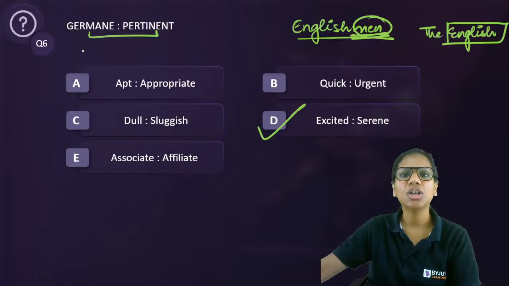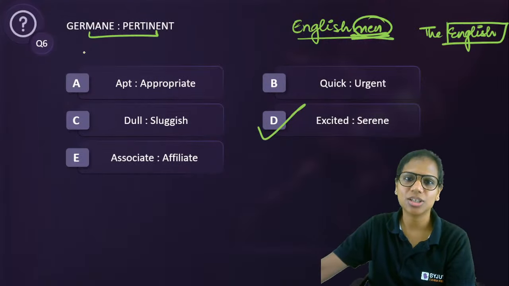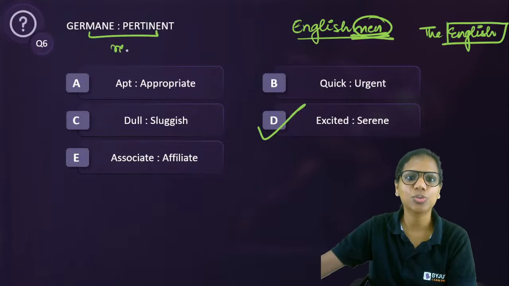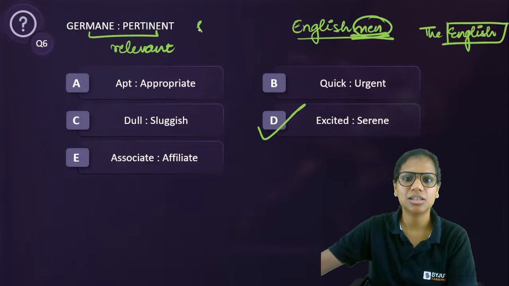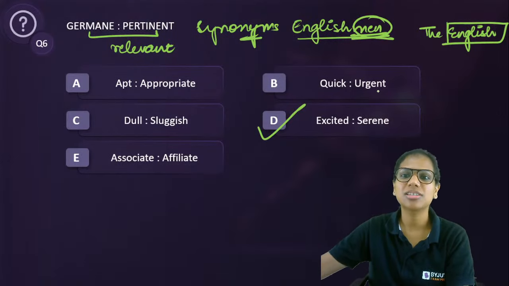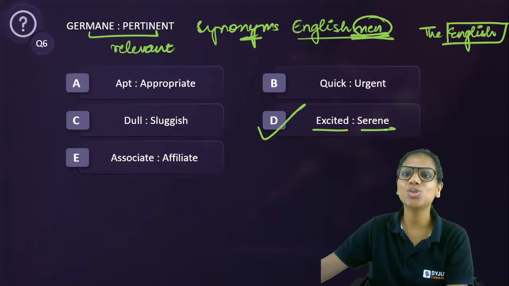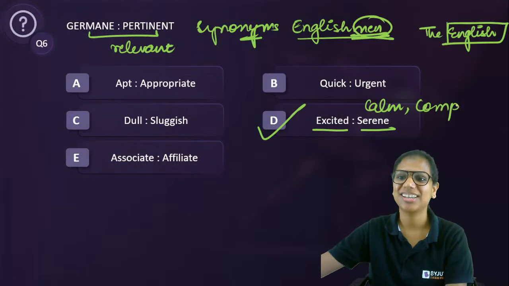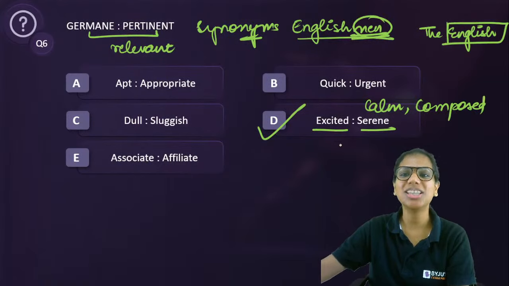So, germane means something that is pertinent. If I say, your point is not germane to our discussion, that means it is not relevant to our discussion, it is not pertinent to our discussion. So, they are synonyms. And A, B, C, E, they are also all synonym pairs. Excited is to serene. Serene means calm, composed. So excited is to serene, they are antonym pairs, and that's why B.